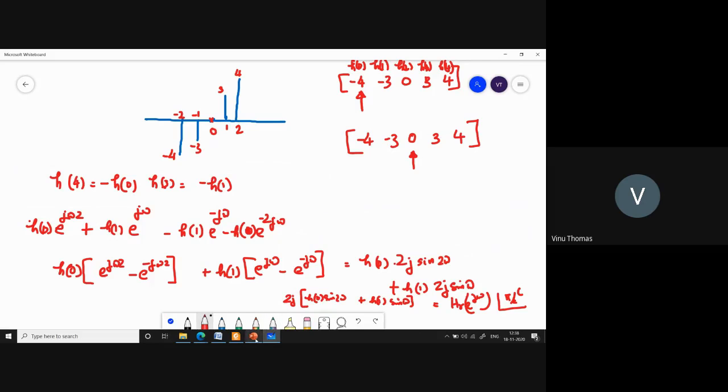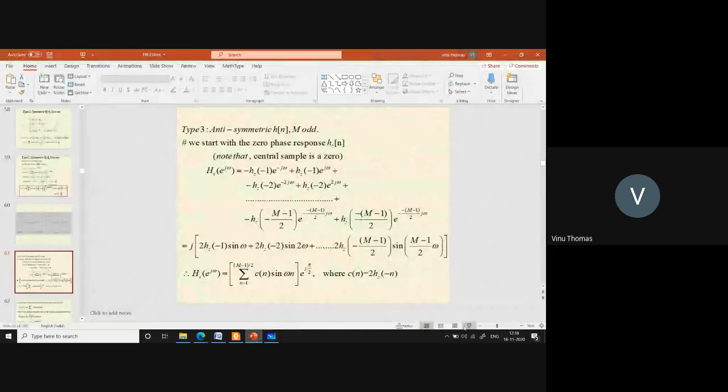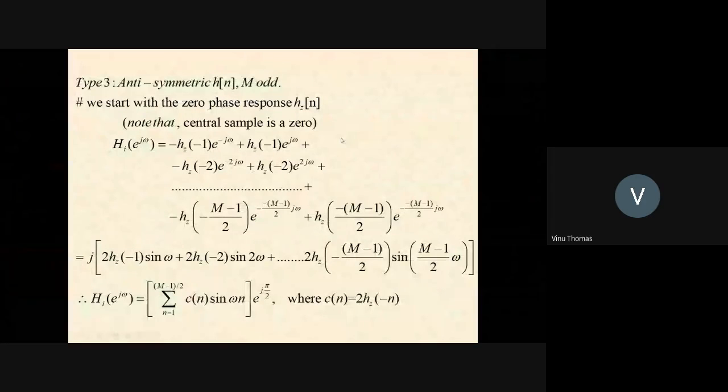So let us go back to the presentation here. This is the case of antisymmetric h of n. So we start with a zero phase response hs of n. Note that the central sample is a 0. So instead of HR of omega, I will call this HI of omega because this will turn out to be purely imaginary. So HI of omega is equal to minus hs of minus 1 e raised to minus j omega plus hs of minus 1 e raised to j omega as before, as for the example that we had seen. Finally, which you can write as j into 2 hs of minus 1 into sine omega.